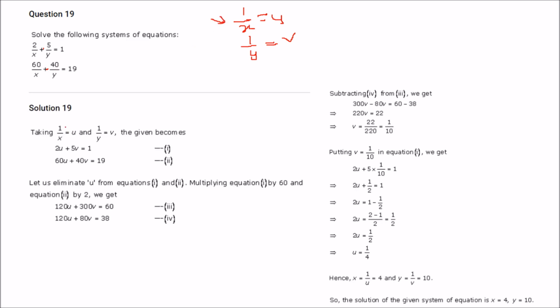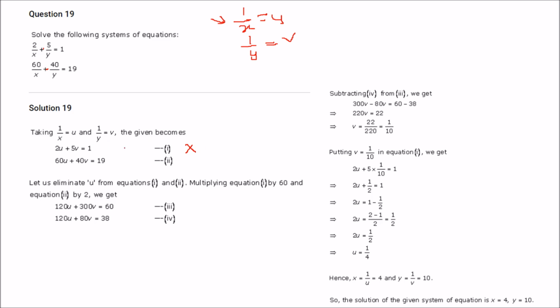So when we put 1 by x equal to u and 1 by y equal to v, this becomes 2u plus 5v equal to 1. This becomes 60u plus 40v equal to 19. Now what you can do here is simply multiply this equation. As I said earlier also, there are different solutions. There is not a single solution. It depends on how comfortable you are with a certain solution.